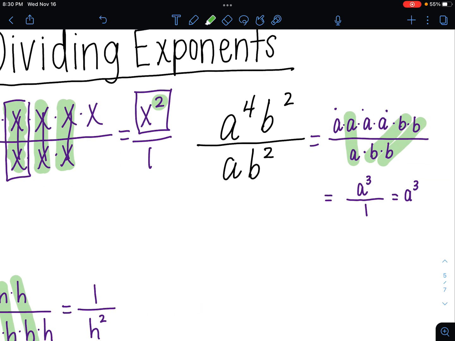Over here, we had 2 and 2, and there was none left. So technically, b to the power of 0, which is 1. Because when we had b to the power of 2 over b to the power of 2, we had the same thing in the numerator and the same thing in the denominator. So technically, that's equal to 1 whole, but an exponent of 0.